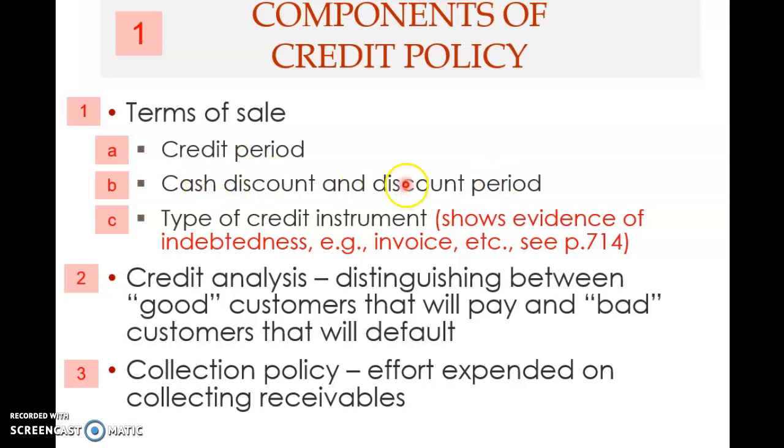And there is a discount period, meaning there is a period where you provide the cash discount. Beyond the discount period, the cash discount does not apply. Okay, so these three things will come under the terms of sale: credit period, cash discount, and discount period. Okay, apart from that, you also have this type of credit instrument.